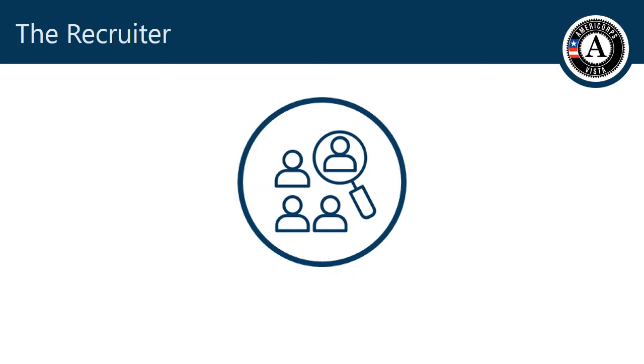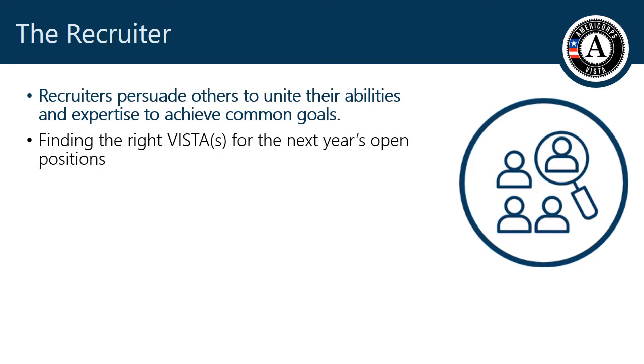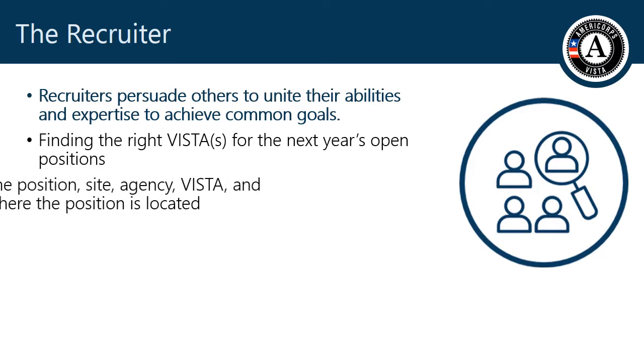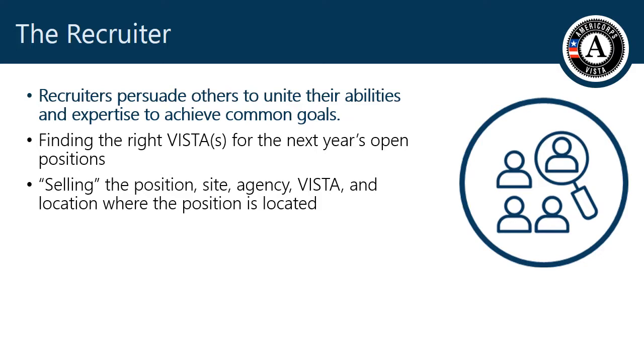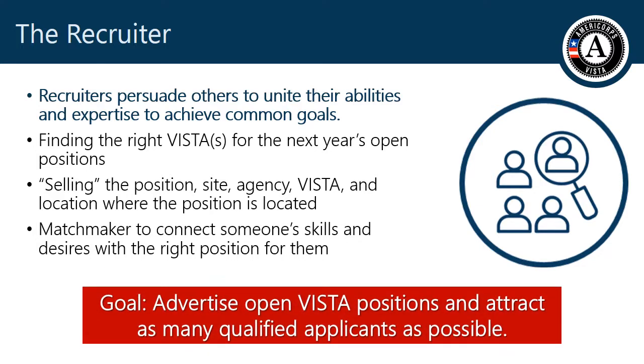Next, we come to the third leader role, the recruiter. Recruiters persuade others to unite their abilities and expertise to achieve common goals. So as a VISTA leader, you may be responsible for finding the right VISTAs for the next year's open positions, selling the position, site, agency, VISTA program, and region of the country where the position is located, and serving as a matchmaker to connect someone's skills and desires with the right position for them. The goal of the recruiter is to advertise open VISTA positions and attract as many qualified applicants as possible.